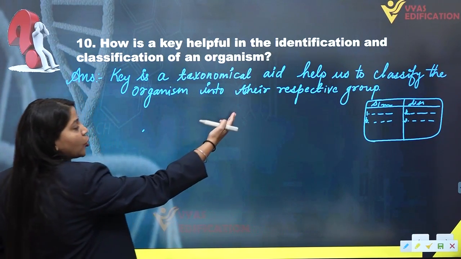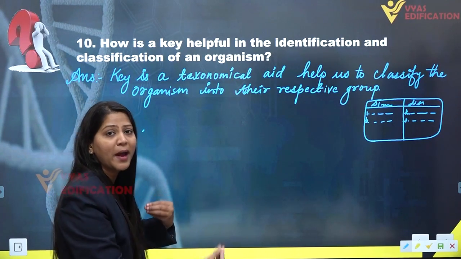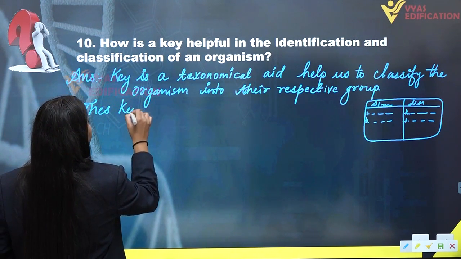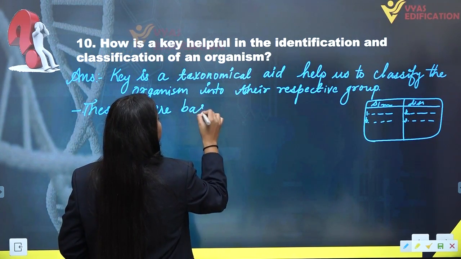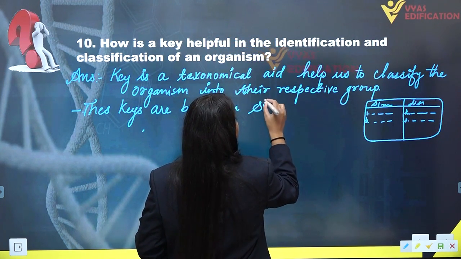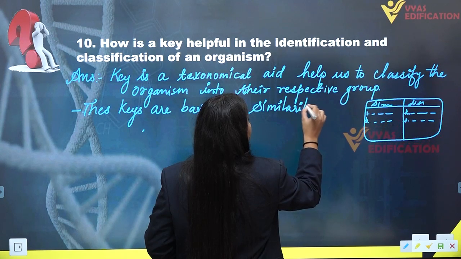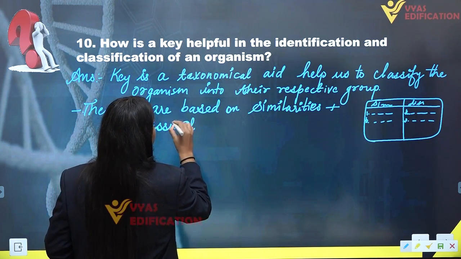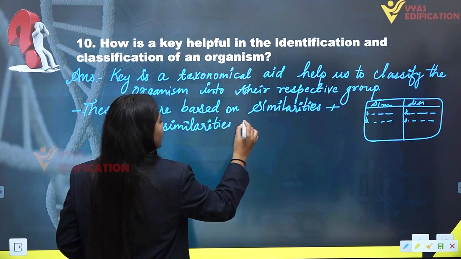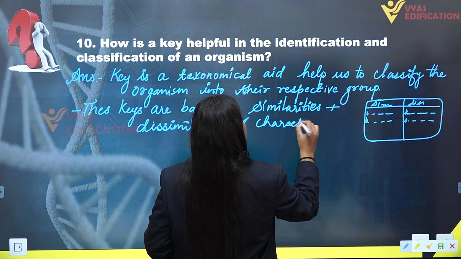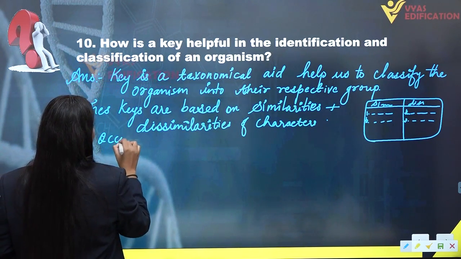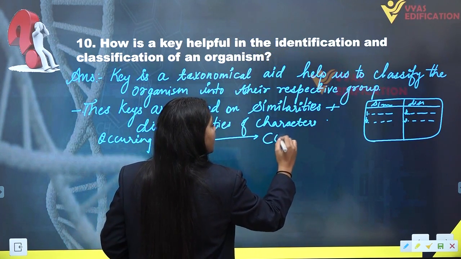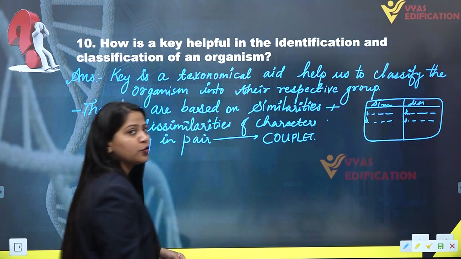So I'm writing here that key is a taxonomical aid which can help us to classify the organism into their respective group, and these keys are based on similarities and dissimilarities of characters occurring in pair called as couplet. Alright, I hope you understood what a couplet is.